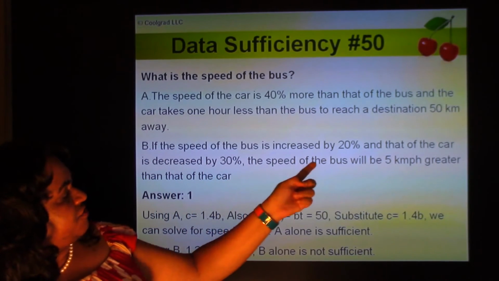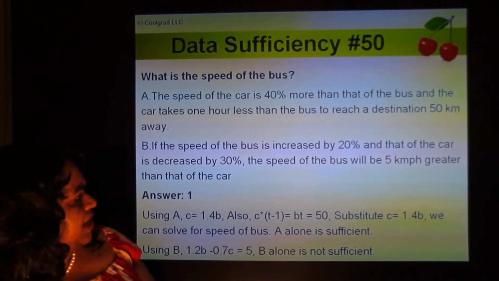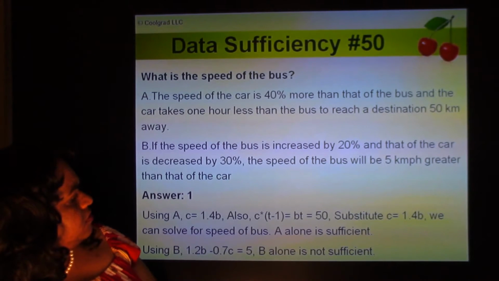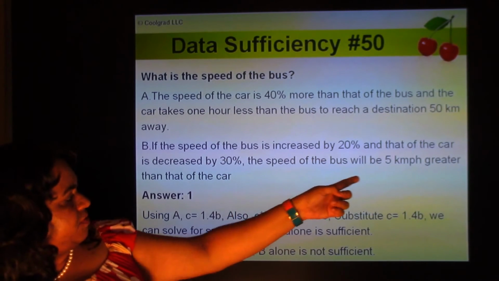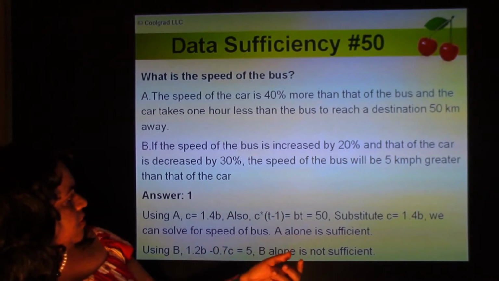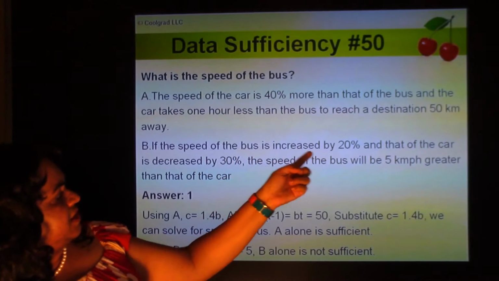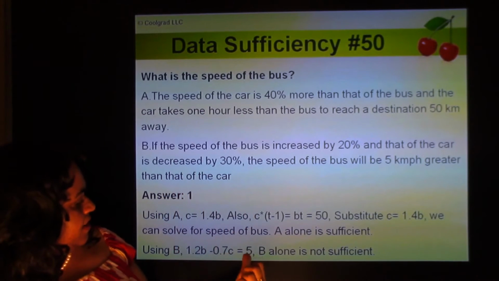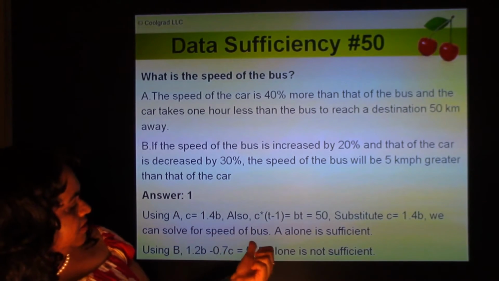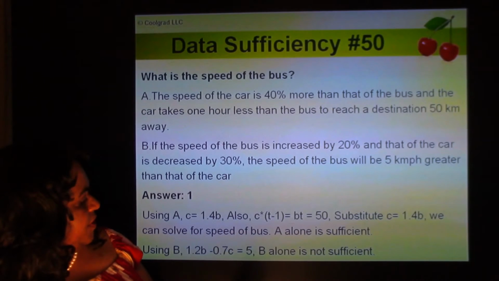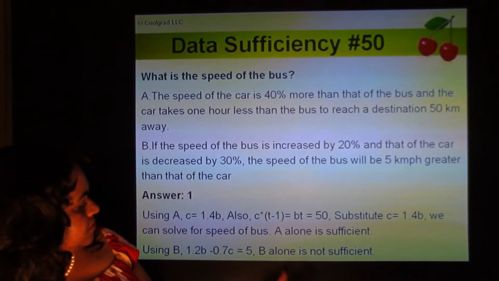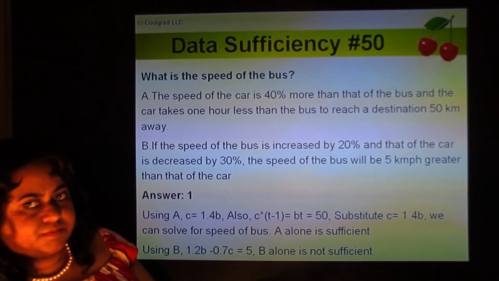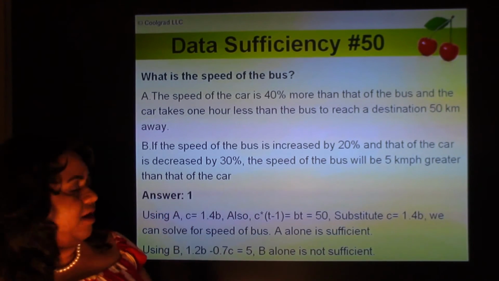If the speed of the bus is increased by 20% and that of the car is decreased by 30%, the speed of the bus will be 5 kilometers per hour greater than that of the car. So the speed of the bus increased by 20% is 1.2b. The car decreased by 30% is 0.7c. Then the difference will be 5 kilometers per hour. So using this alone, it's not sufficient, but A alone is sufficient. So we pick option 1.